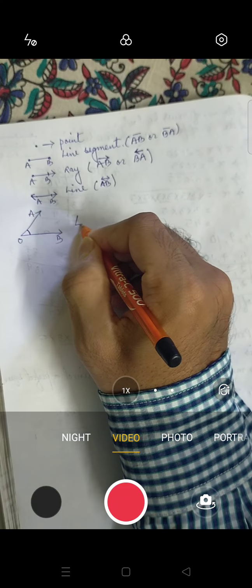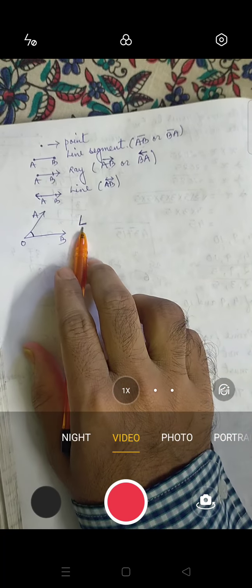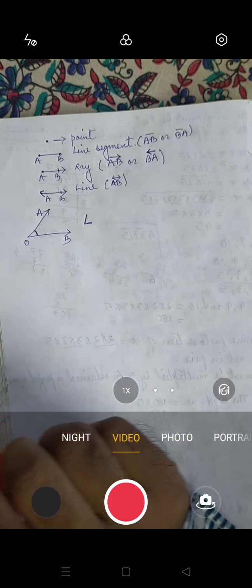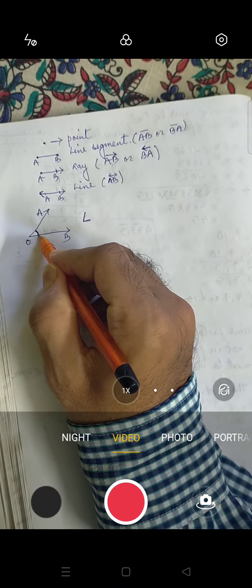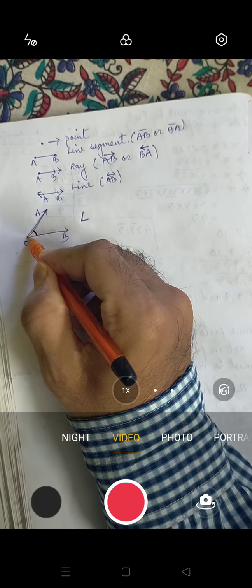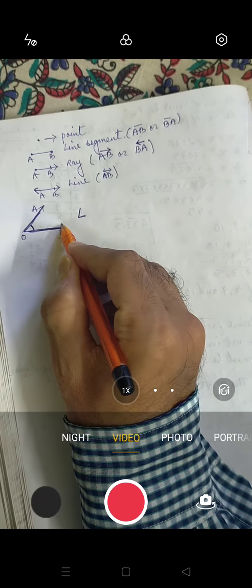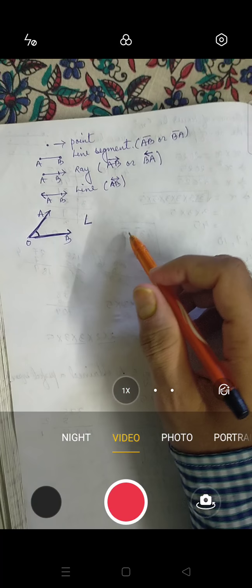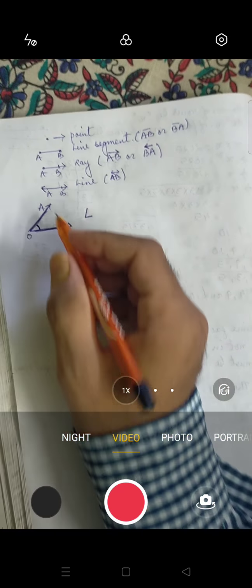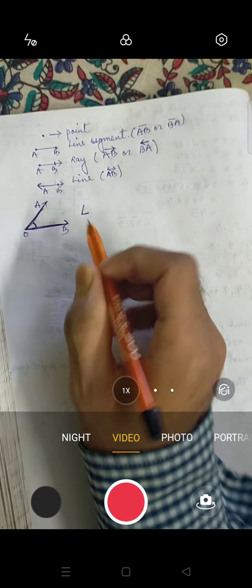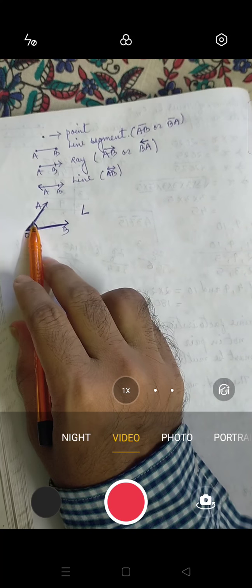So how do we name this one? We will say angle, and write it like this. This is the symbol of angle. Always remember that the angle is formed between these. This is one arm, and this is the other arm. So while writing the name of the angle, you have to see which two arms are forming the angle. You can see that this and this are forming an angle.